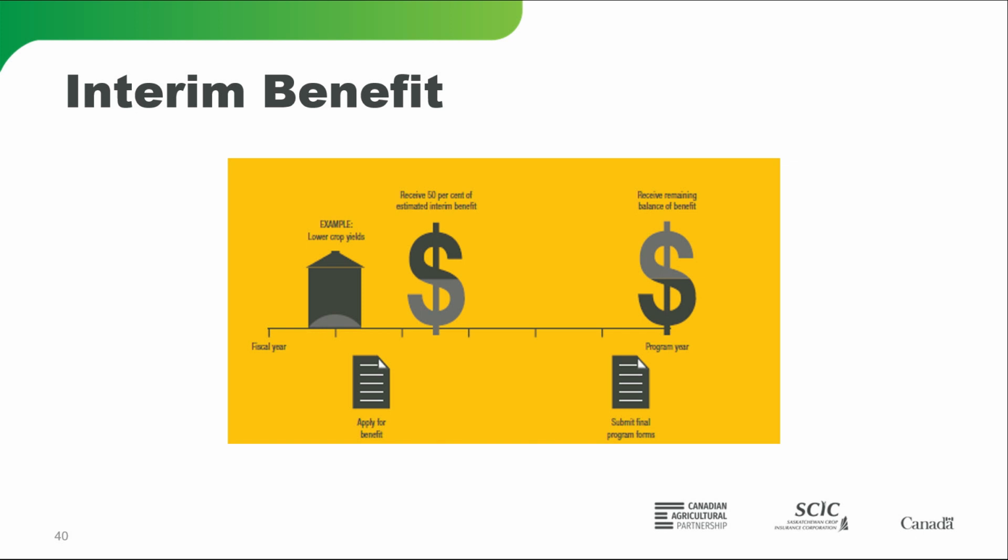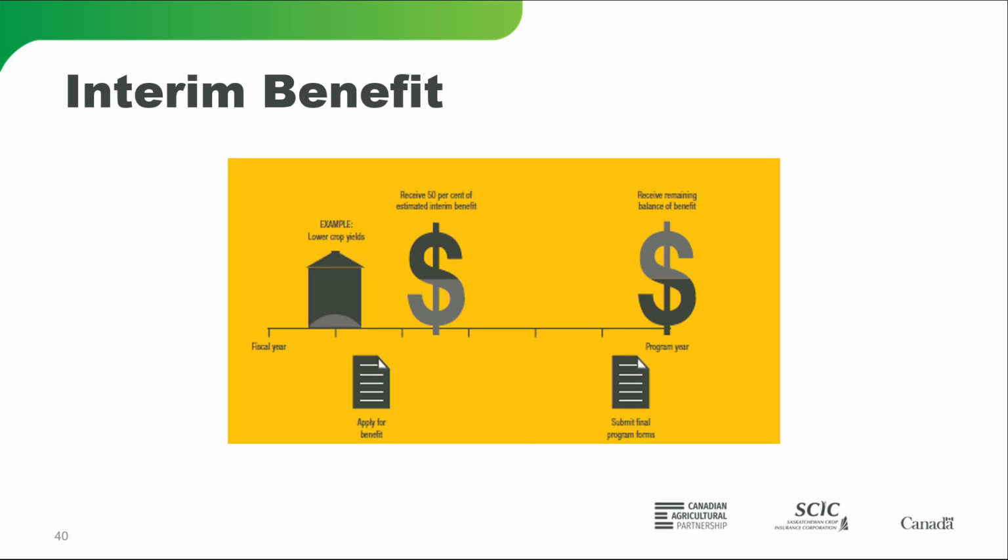You can apply for an interim anytime during your fiscal year, up to 90 days after your fiscal year end, and once a production cycle has been completed. So for the 2022 program year that just finished, that deadline is March 31st of 2023.